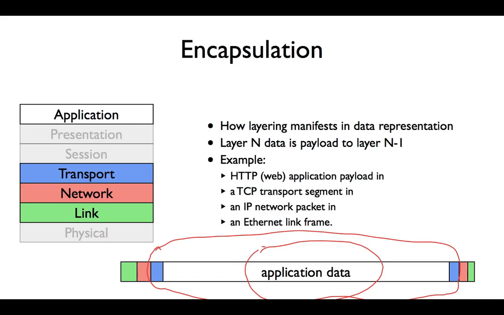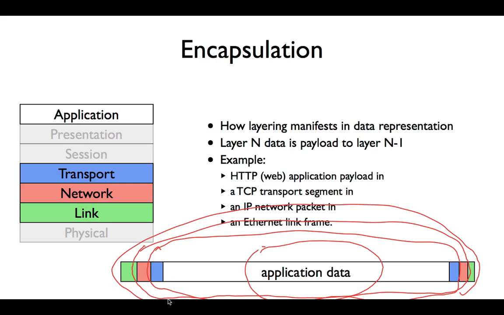That segment then in turn is encapsulated, or placed inside, the datagram, which is for the network layer. And finally, that network layer datagram is placed inside that link layer frame, which is the one on the outside. So by placing each layer's data into the payload of the layer below, we construct a new frame or packet or datagram at that layer below to encapsulate that data above. As examples, a web application's payload is placed into a TCP transport segment, which is placed into an IP network packet, which in turn is placed into an Ethernet link frame.